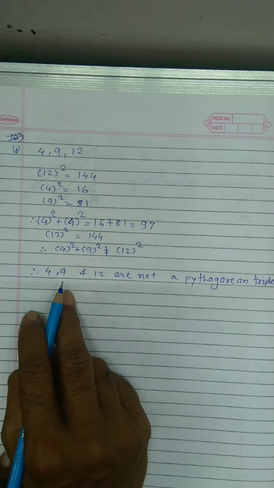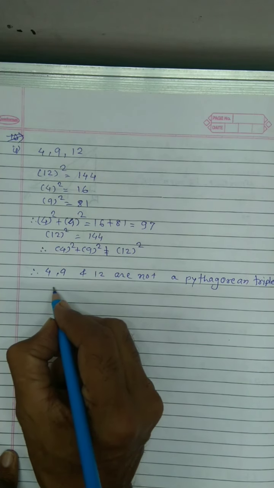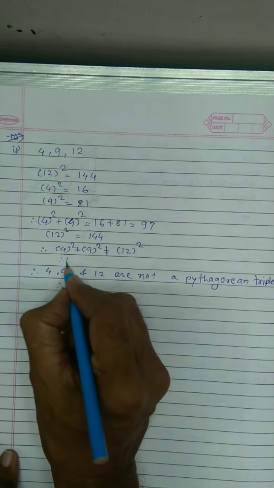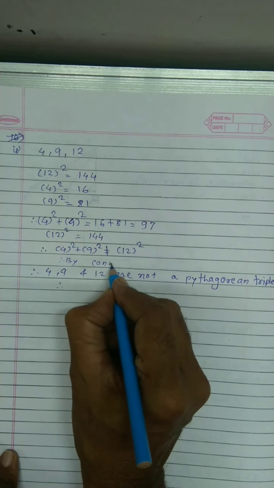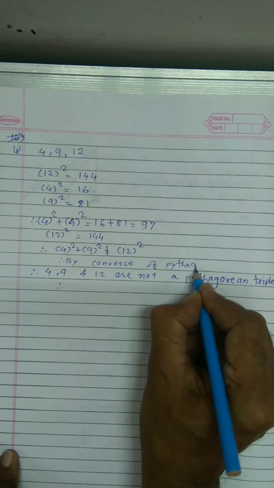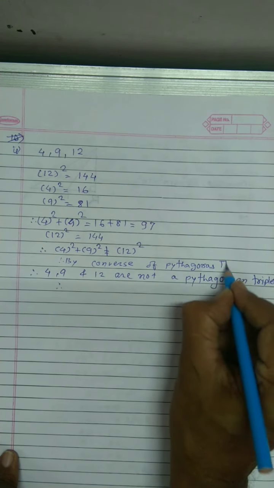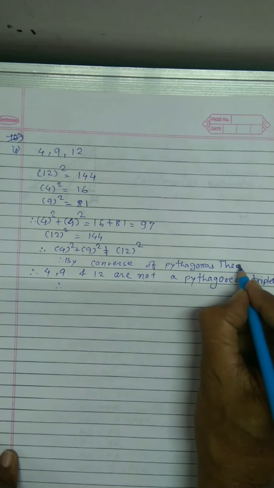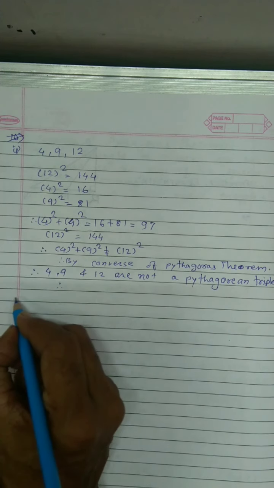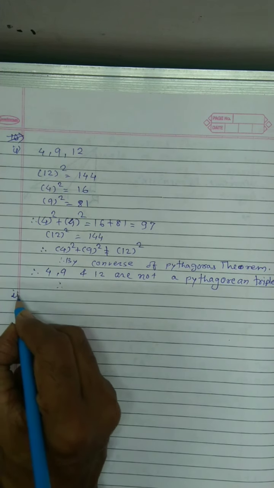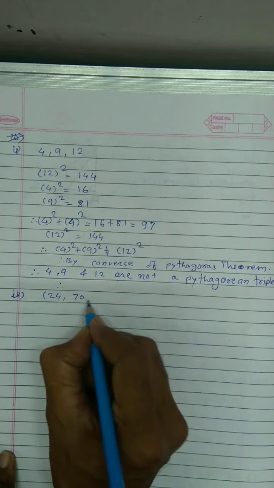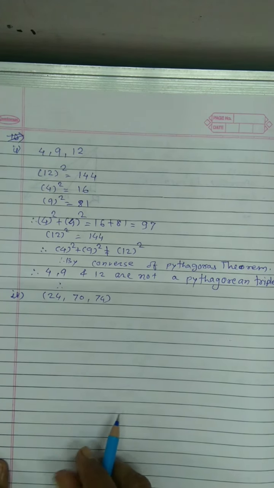Because of the converse of Pythagoras theorem. Now we see the second example, that is the fourth example. 24, 70 and 74, these three numbers are given.